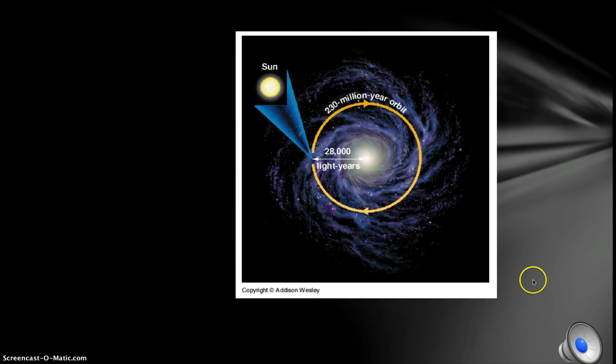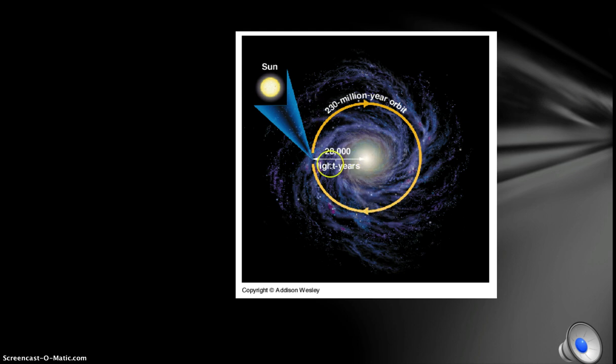Here's a picture of the Milky Way again from the top. This is showing the orbit of the Sun around the center of the Milky Way. We usually think of the Sun as being stationary, but it isn't. It actually is orbiting around the center of the Milky Way galaxy along with all the other billions of stars that make up this galaxy.